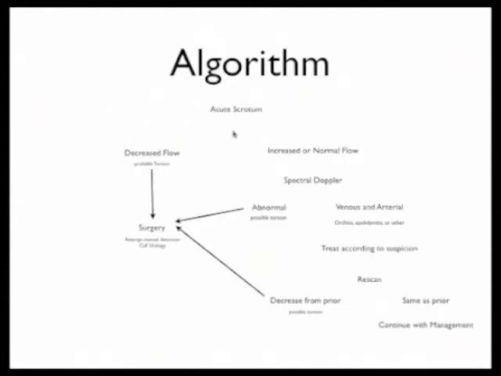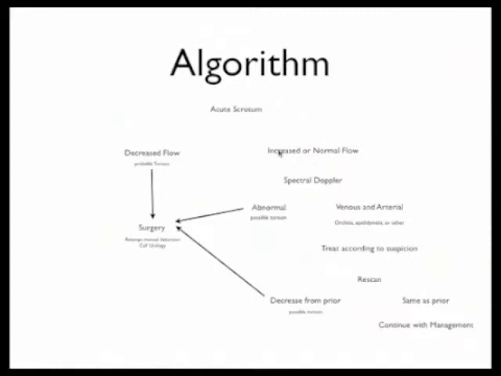If they have decreased flow, then that's a probable torsion. You send that patient to the OR. Call urology. You can attempt the manual detorsion then, but even if you do detorse, of course, they need to go to the OR. If they have increased or normal flow, that's when I'm whipping out the spectral Doppler on them, because it's not necessarily the case that they obviously have orchitis, epididymitis, or something else from increased or normal flow.